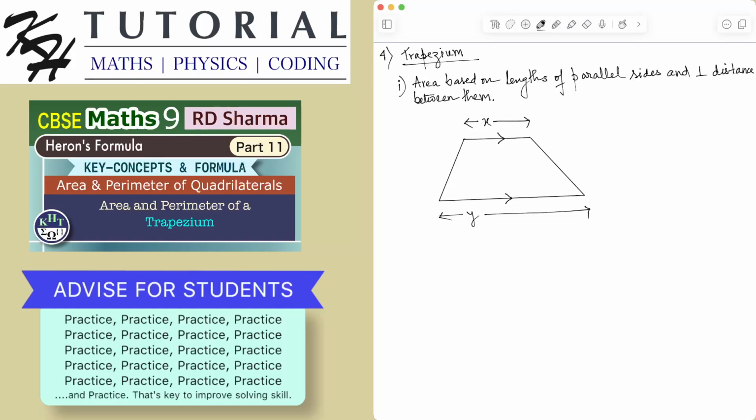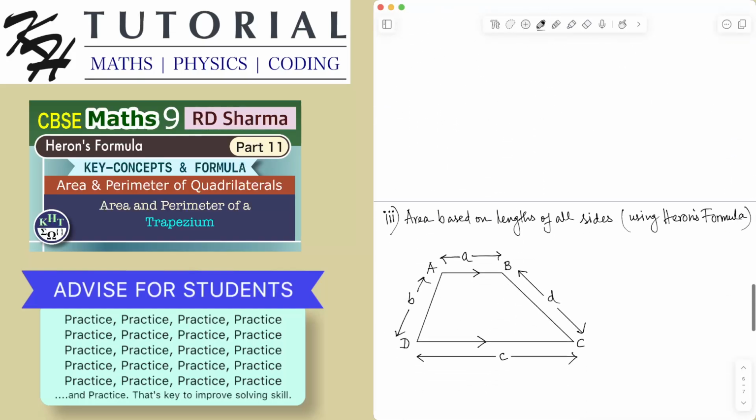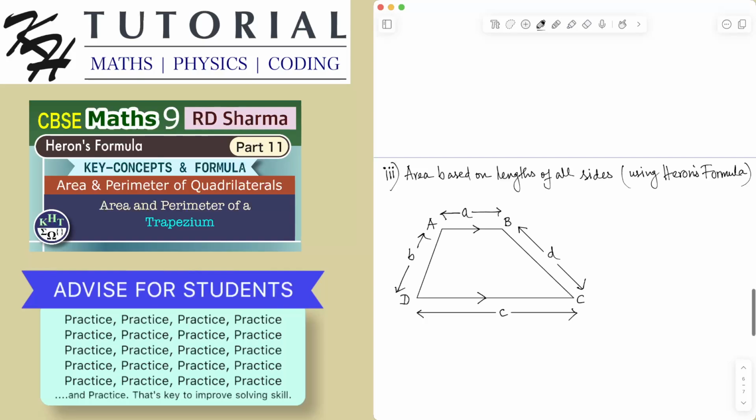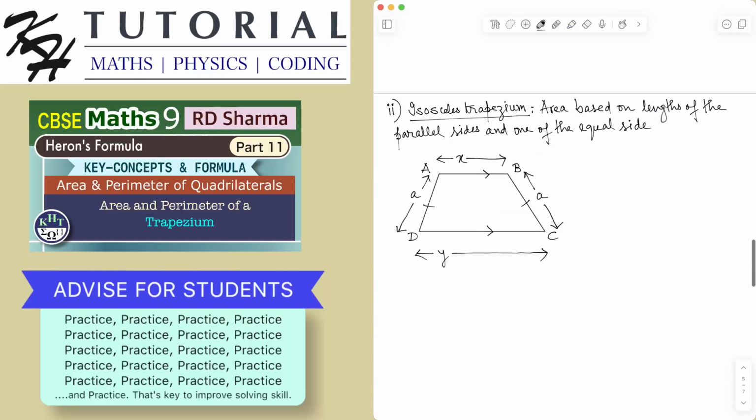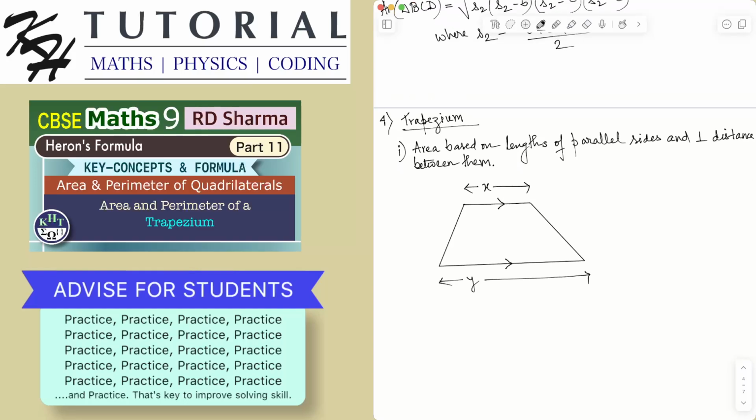Okay, so there are basically three concepts of finding the area of a trapezium that we will discuss. The first one is to find the area based on the lengths of the parallel sides and the perpendicular distance between the parallel sides. Now, the perpendicular distance between the parallel sides of a trapezium is known as altitude.